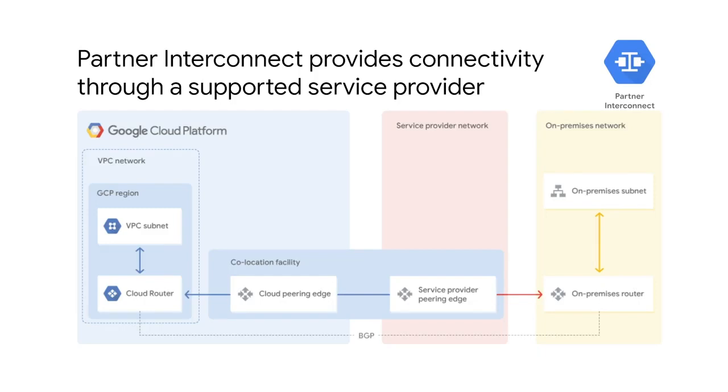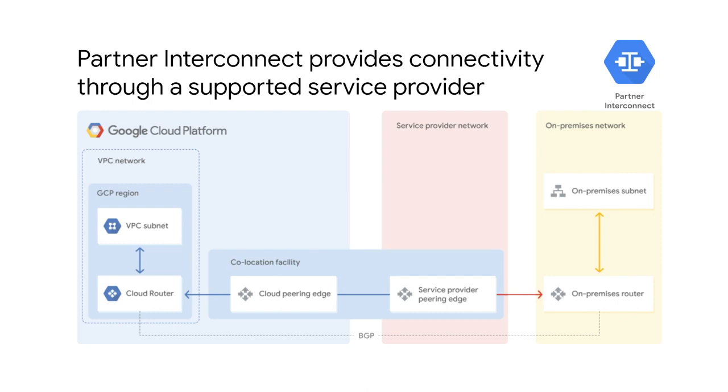In order to use Partner Interconnect, you work with the supported service provider to connect your VPC and on-premise networks. For a full list of providers, see the link section of this video. These service providers have existing physical connections to Google's network that they make available for their customers to use. After you establish connectivity with a service provider, you can request a Partner Interconnect connection from your service provider.